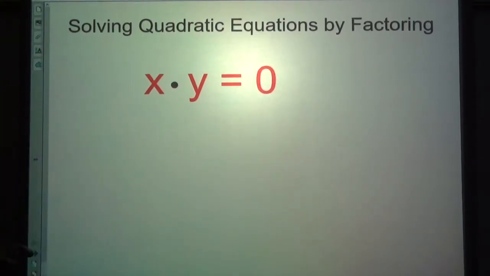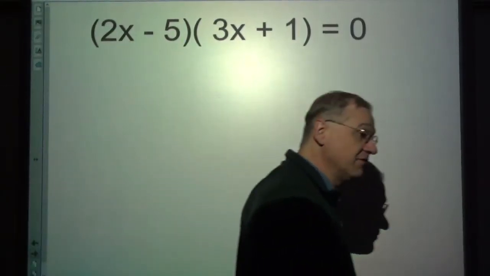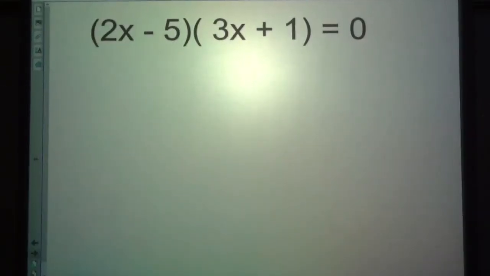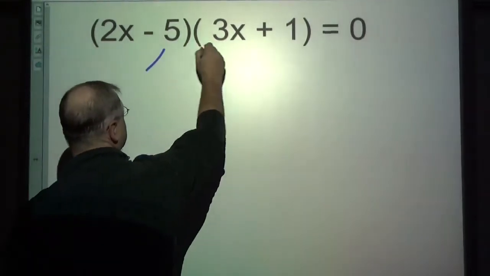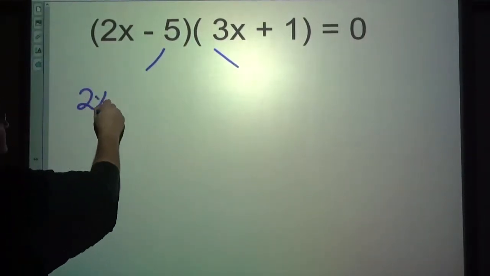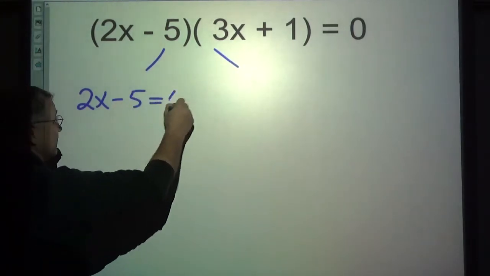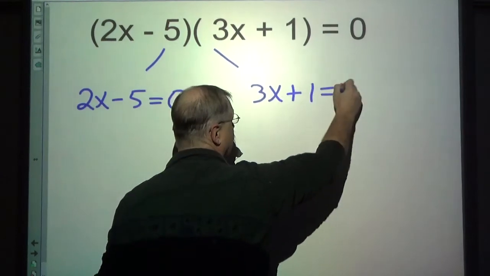So knowing that, let's look at this example. I've got two things, two parentheses. They are multiplied together and the answer is 0. If that's the case, I can separate these as separate equations. 2x minus 5, I could set this equal to 0, and 3x plus 1 equals 0.